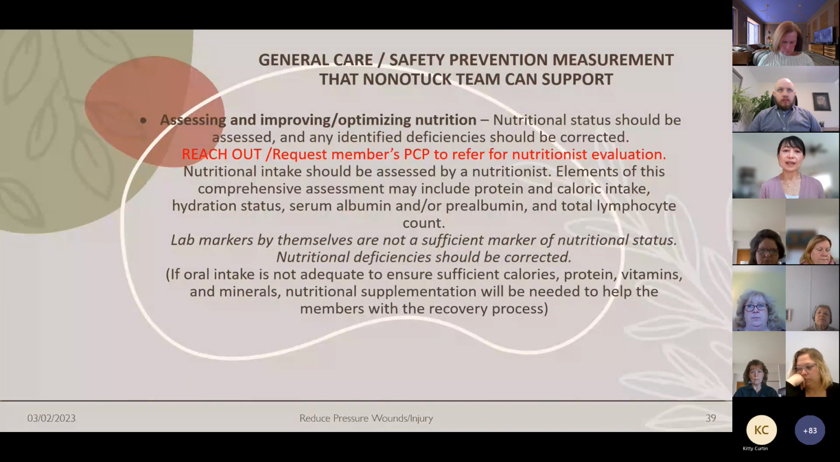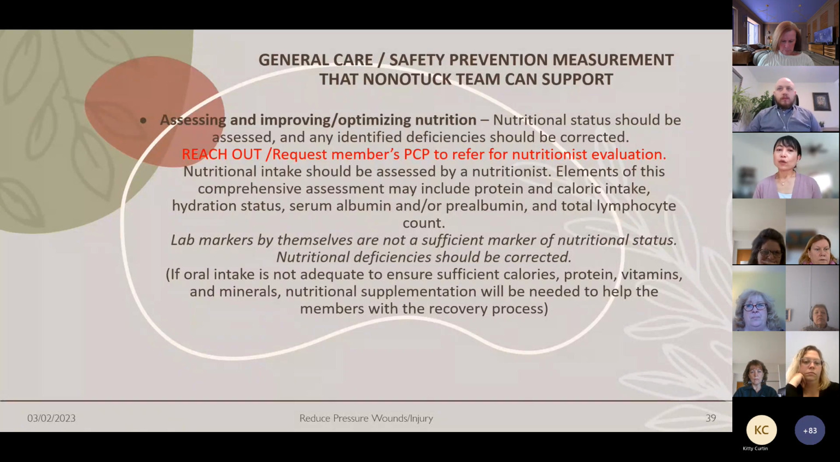An element of this comprehensive assessment may include protein, caloric intake, hydration status, serum albumin or prealbumin, and total lymphocyte count. So if you reach out to your primary care provider, surely the follow-up care for this member will be more thorough and deeper, because we really want to make sure that the healing process can be done properly. Lab markers by themselves are not a sufficient marker of nutritional status. I put that there because it's very important. We need to do the collaborative work. It's not just the lab markers.